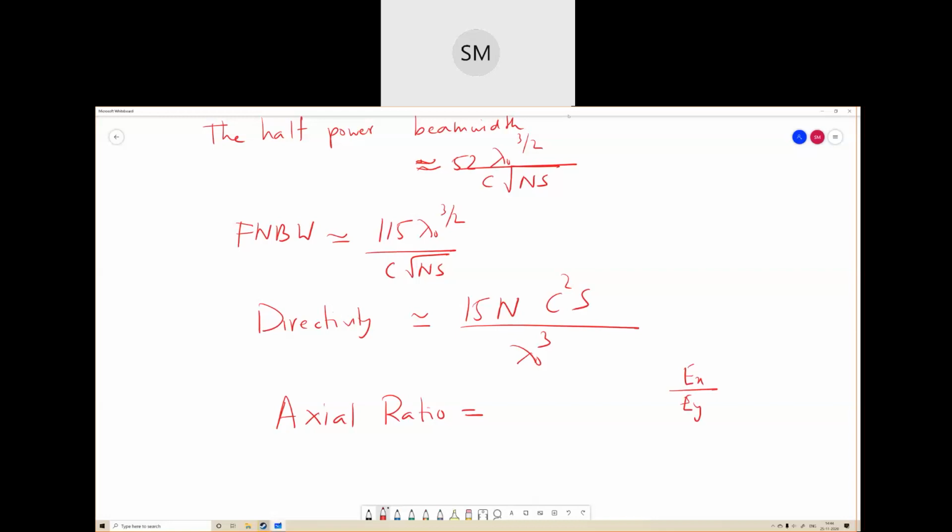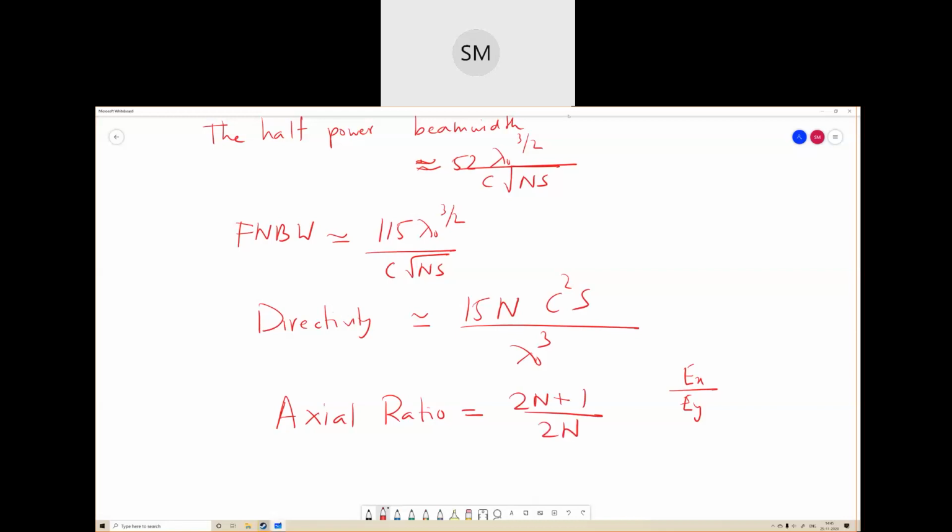So for circular polarization, what will be the axial ratio? One exactly, right? For circular polarization, the axial ratio will be 1. The axial ratio in this mode is given by (2n+1)/2n.